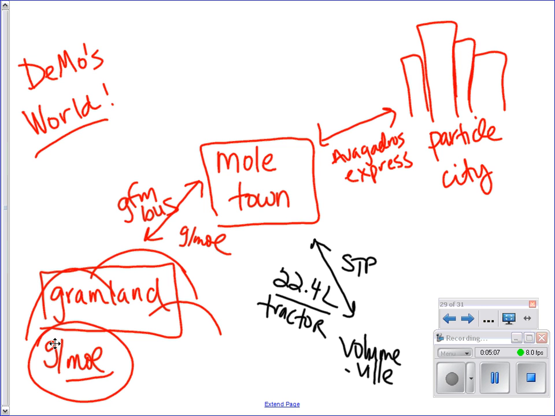Now, why am I showing you this stupid Mole Town? Who cares? Well, this is just kind of helping us remember that if we're going, for instance, from grams to particles or grams to atoms, can we get there directly? Nope, we always got to go through moles. So just remember your conversions back and forth. So I'm going to take you toward the end of the packet.